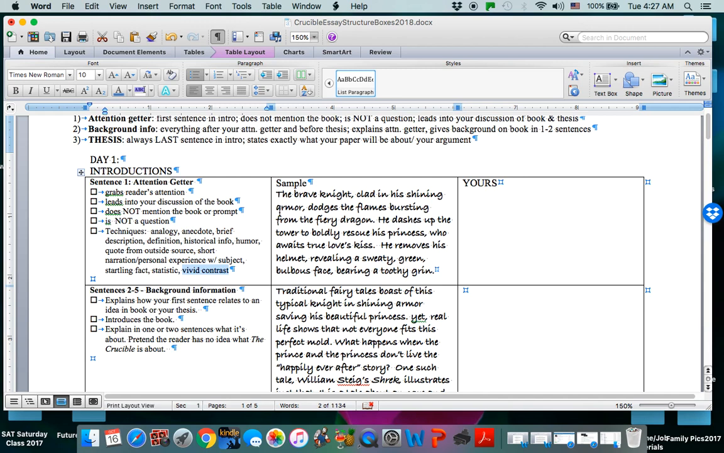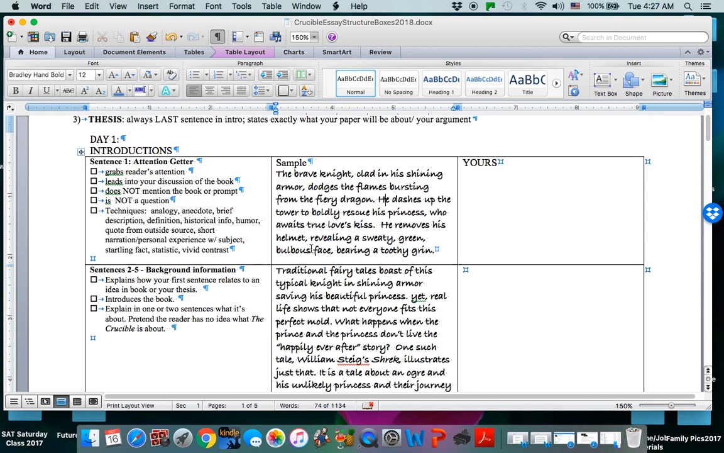So let's look at my sample. It says, the brave knight, clad in his shining armor, dodges the flames bursting from the fiery dragon. He dashes up the tower to boldly rescue his princess, who awaits true love's kiss. He removes his helmet, revealing a sweaty, green, bulbous face bearing a toothy grin. Okay, so my actual attention getter is this one, description. I pretended I was painting a picture for the reader of a fairy tale, okay?